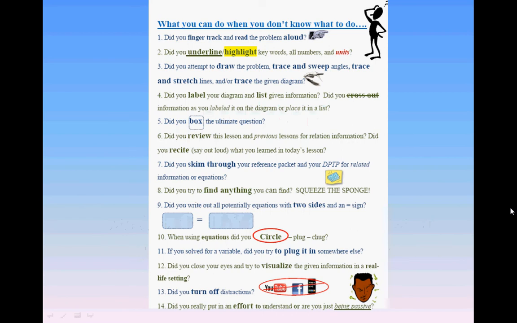If you don't know what to do on your own, you should be working yourself down this page. For example, number 1, did you finger track and read the problem out loud? Did you underline and highlight key words, etc.? Work yourself down this list on your own. Only after you've exhausted all your own efforts should you be working with this video.